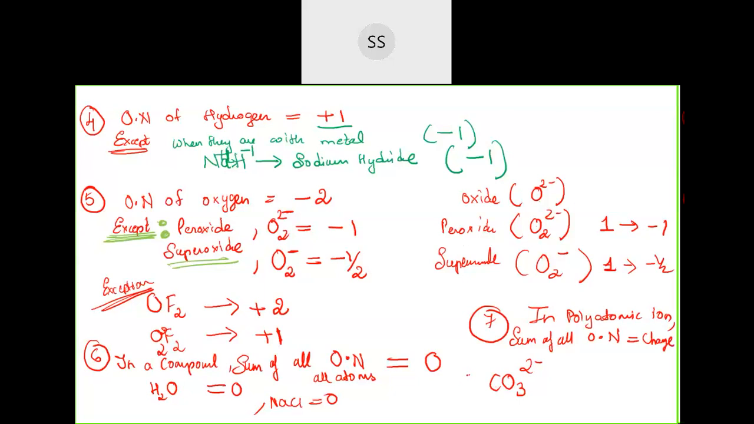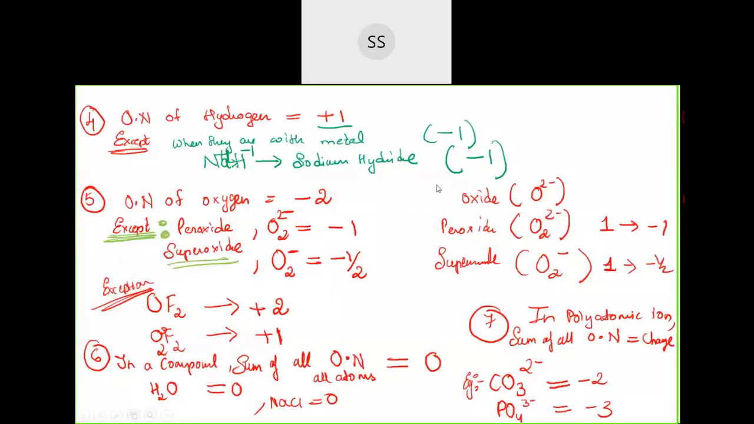So for example, carbonate carries a charge of 2 minus, so the sum of oxidation states will be -2. You add all of these and write equal to -2. Even phosphate, PO4 3 minus, the charge on it is 3 minus, so the sum will be -3. Yes, students, write this down now. All these are the rules which we have. Depending on the rules, we will be directly working out problems. We'll take compounds and calculate the unknown oxidation state of those elements.